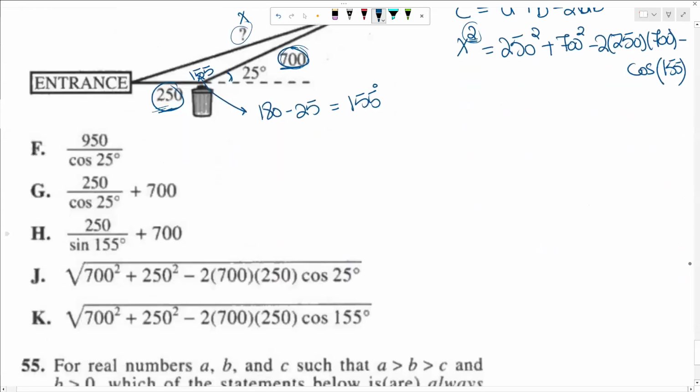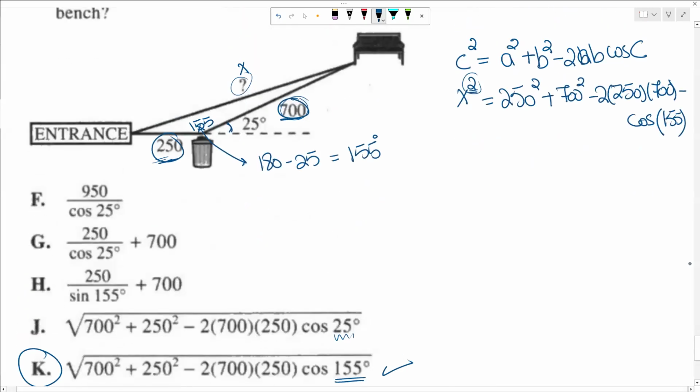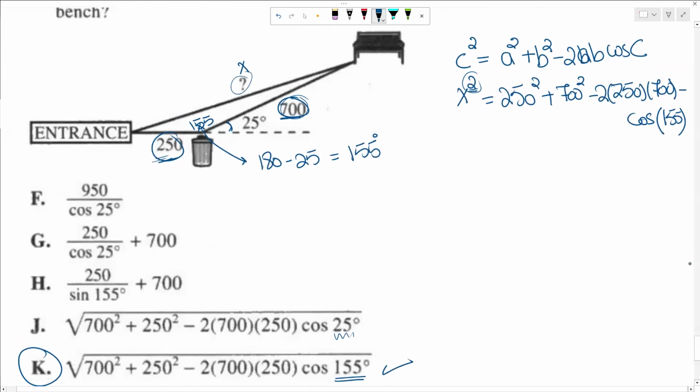When you look at the choices, there's one choice that has 700 squared plus 250 squared minus 2 times the same two sides, but cosine of a weird angle. It is supposed to be cosine of 155. K has to be the correct answer. So just by knowing the rule and being able to put the correct sides and the correct terms in the rule, you just have to pick the correct choice. There's nothing to calculate.